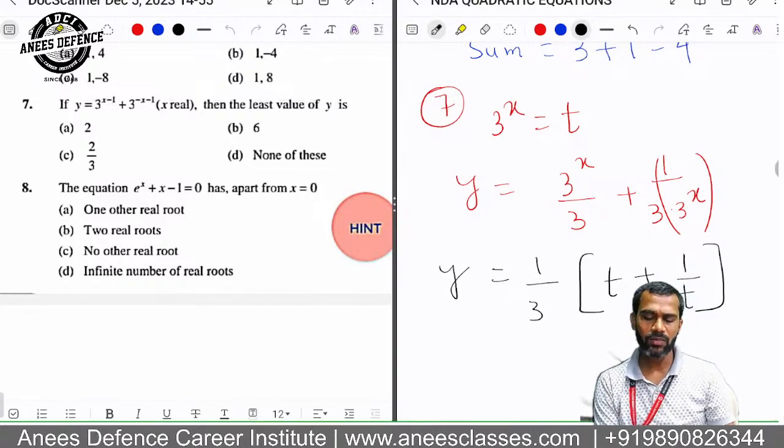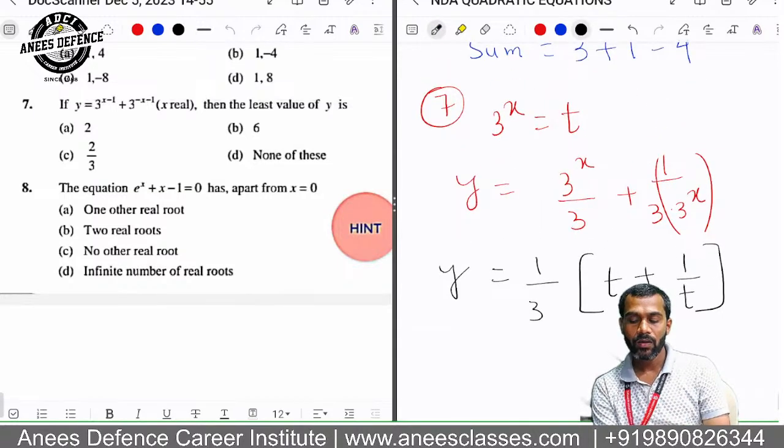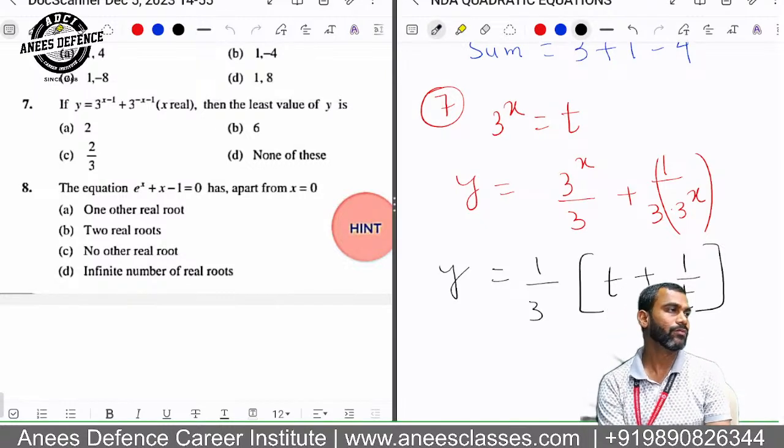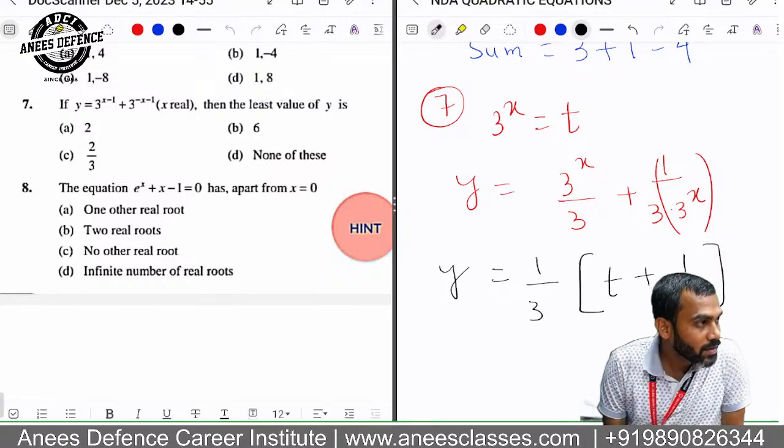You can apply other methods, but there is no need. Directly remember one thing: the minimum value of x plus 1 by x is 2. So the answer would be 2 by 3. C is the right answer, not A. Yes or no? Who got C?